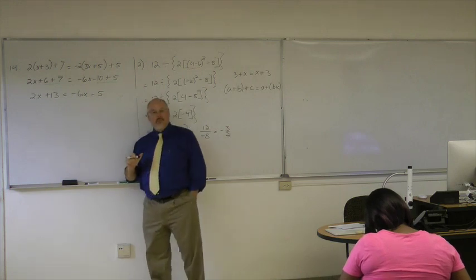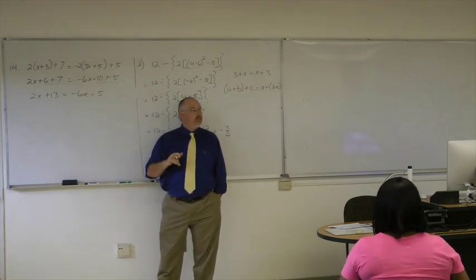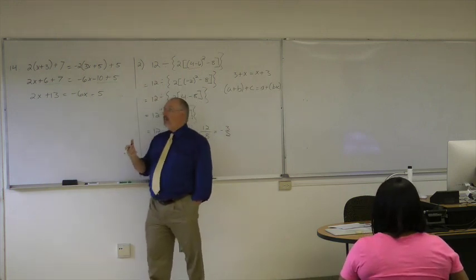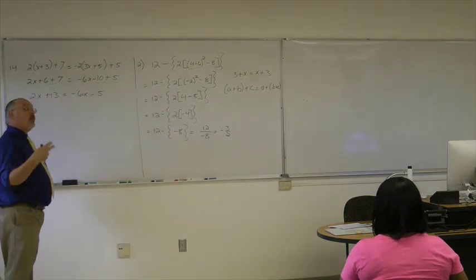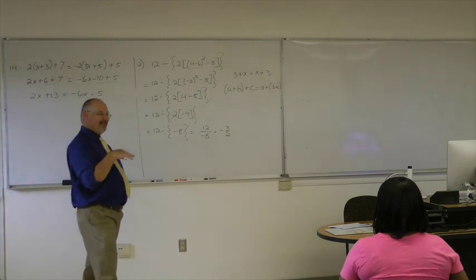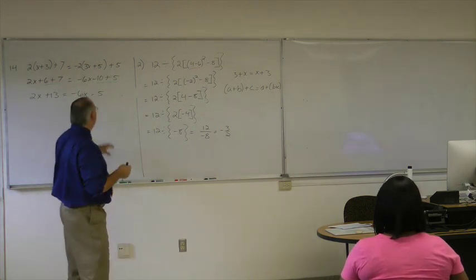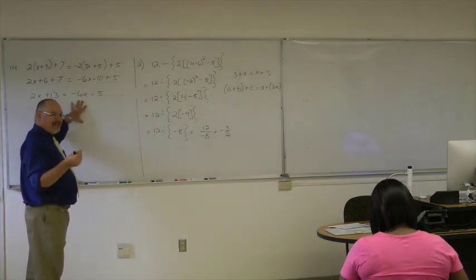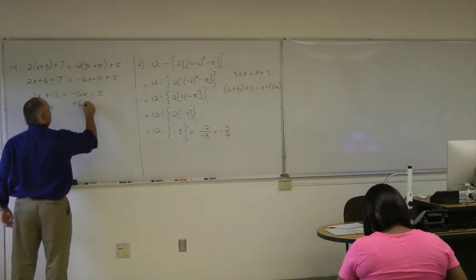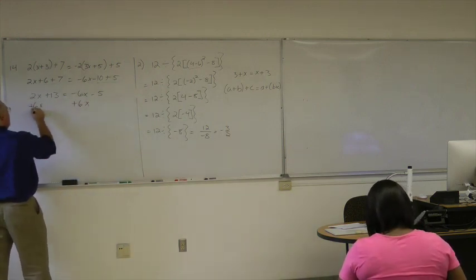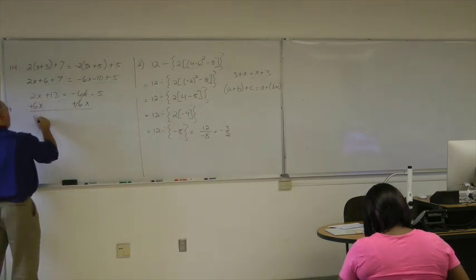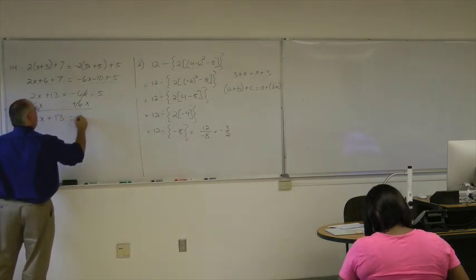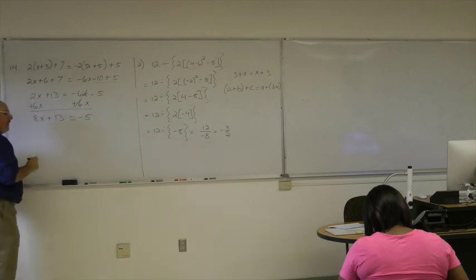We can add 6x to 2x. Okay, but how do I do that? You'll add 6x to 2x. Right? Inverse operations. So much of what you guys do in this class is inverse operations. How do you get rid of a negative 6x? By adding. And whatever you do to one side, you do to the other. So 2x plus 6x is 8x plus 13 equals negative 5.